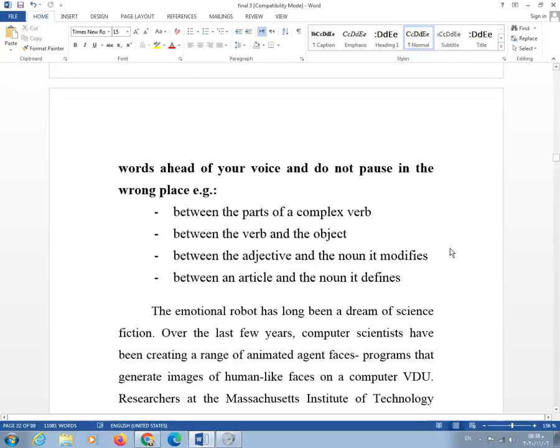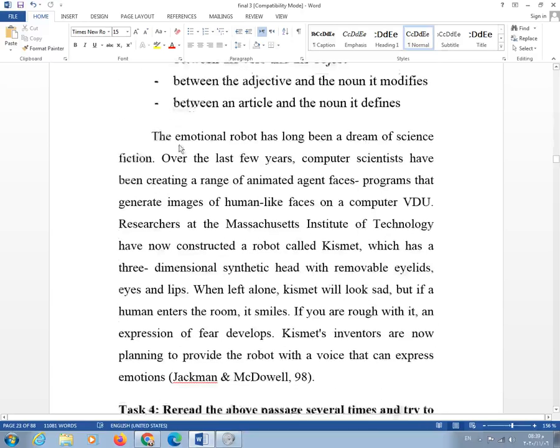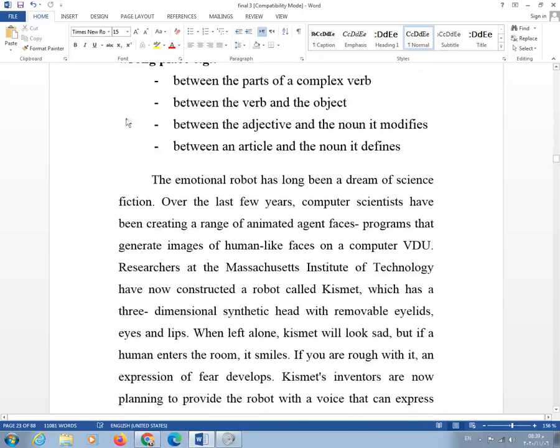So now I know when I should pause, when I should mark, when I should chunk, when I should put a slash, and pause in my speech to help my listeners understand easily and conveniently. Okay. Here we have a text, and let's try this one, the emotional robot. I can put a slash here.